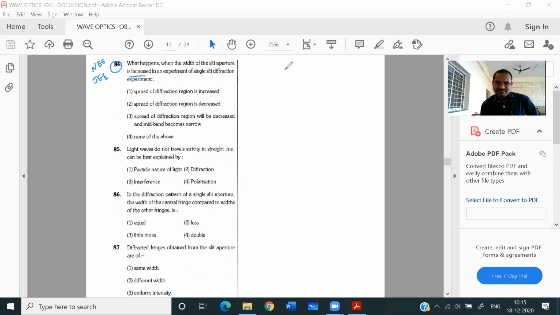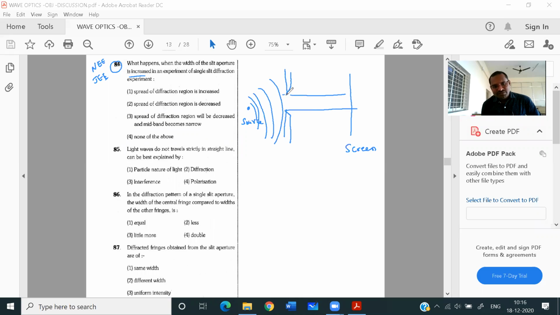See here. This is the slit, and here the source will be there, and here your screen will be there. Clear? Yes. So light rays are coming, the wavefront is coming like this, it is single slit diffraction. Now from here, the light will spread out like this, and due to this sharp aperture, it will bend also. So the spreading of light will be somewhat more here. This much light will spread.